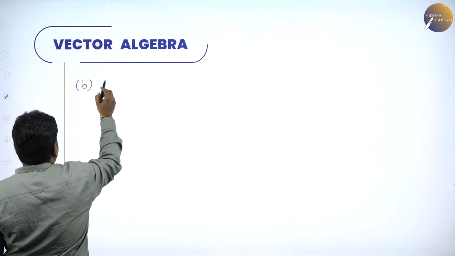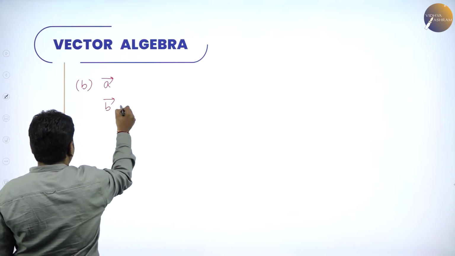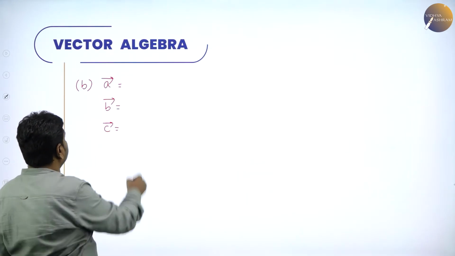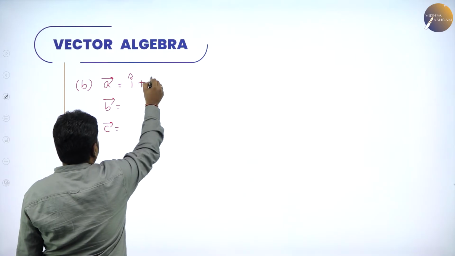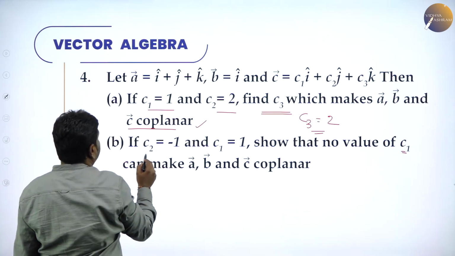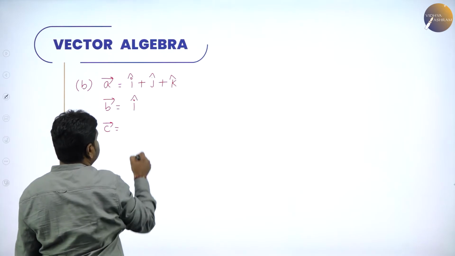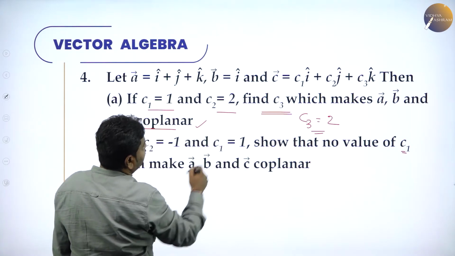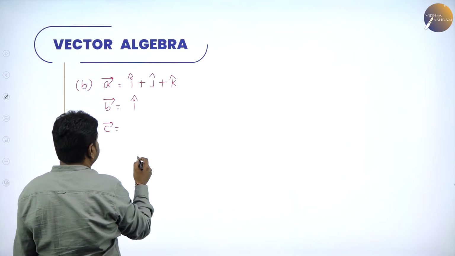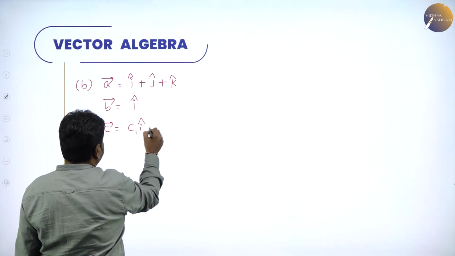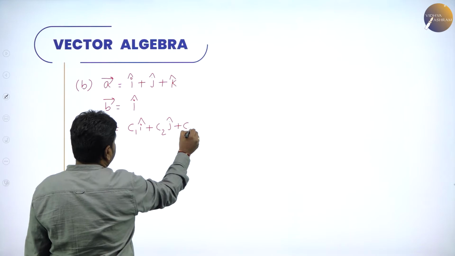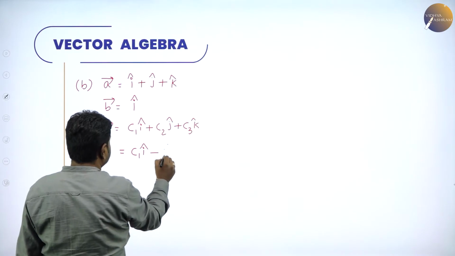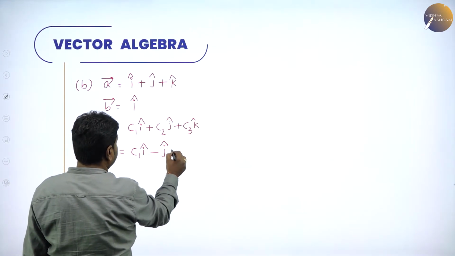Part B: vector A is the same, vector B is the same, and for vector C they gave a different C1, C2 value. Vector A is 1 i cap, 1 j cap, 1 k cap, and vector B is i cap. Vector C is C1 i cap, C2 j cap, C3 k cap. C1 is not given, so let it be C1 i cap. C2 they gave as minus 1 j cap. C3 they gave as 1 k cap.